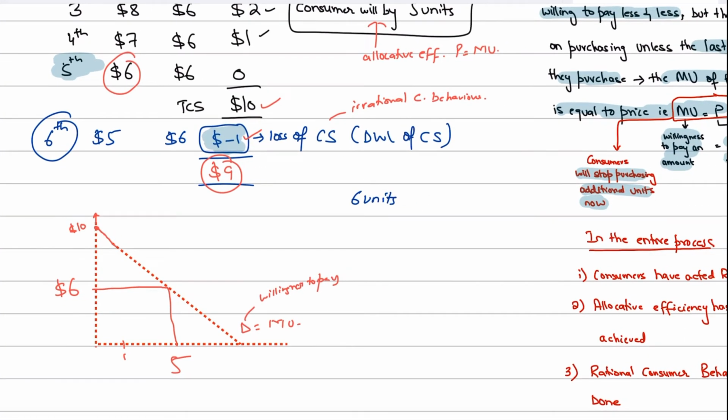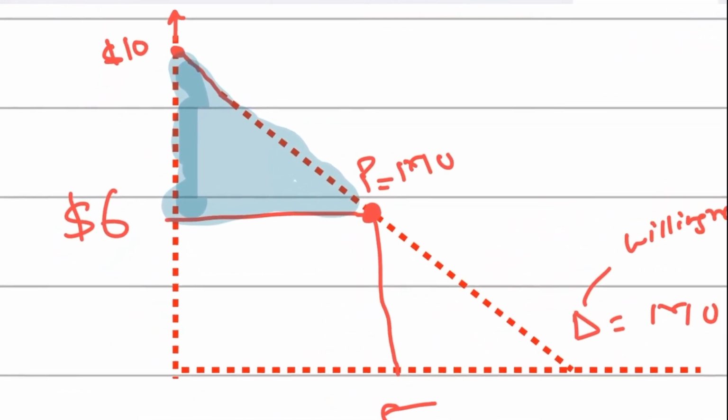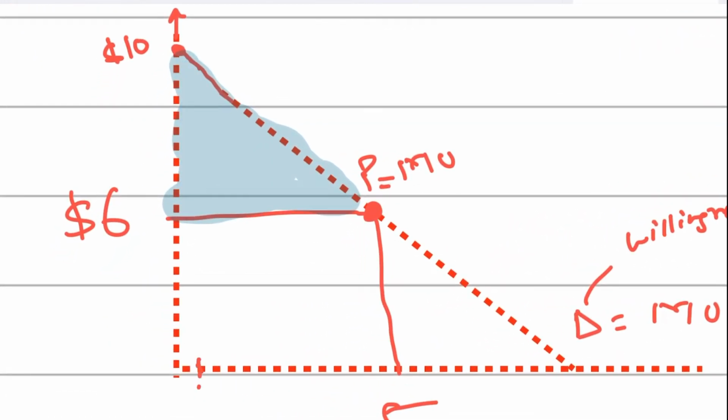So basically you need to understand that this is the point where P equals MU, and this is the point of allocative efficiency, right? And you see that this triangle, this entire region, represents my total consumer surplus, because remember, consumer surplus is the area above the price and below the demand curve. That's kind of a rote learning form of a definition. But the clear idea is that this is the first unit, the second, the third, the fourth, and the fifth unit.